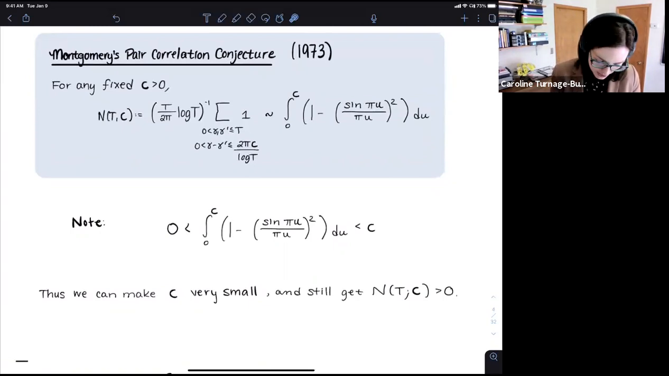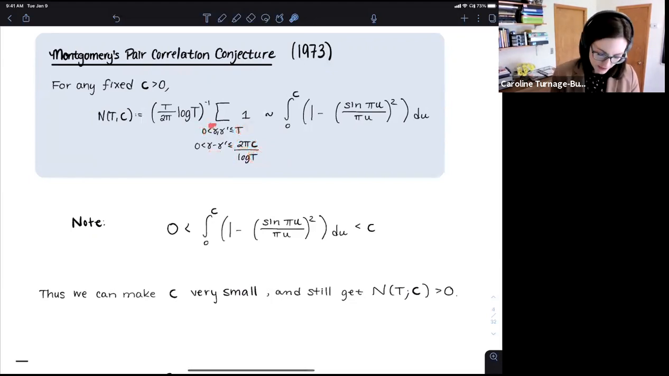So Montgomery's pair correlation conjecture here is telling you how to count how many pairs of zeros you have up to height T, whose difference is bounded above by some constant times 2 pi over log T. Now remember, if I replace this with a T and this with a 2T, this is what the T is going on here.